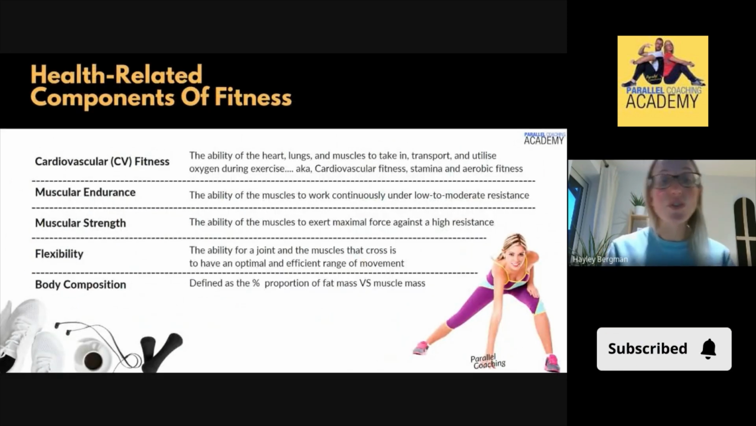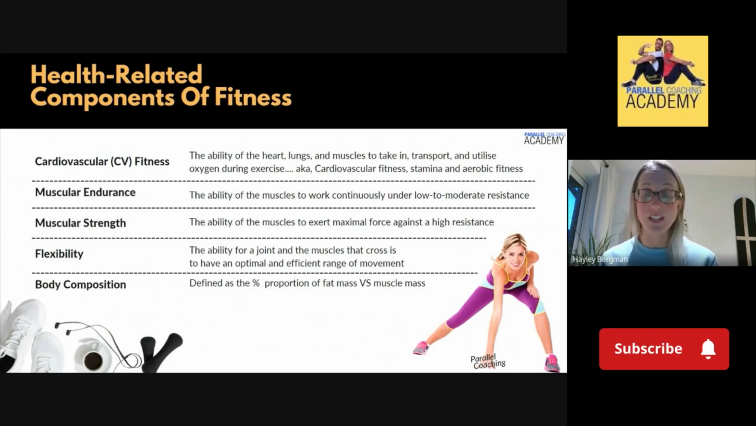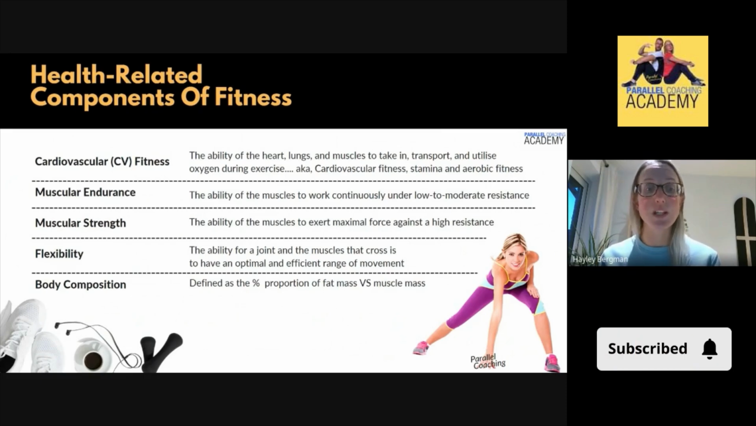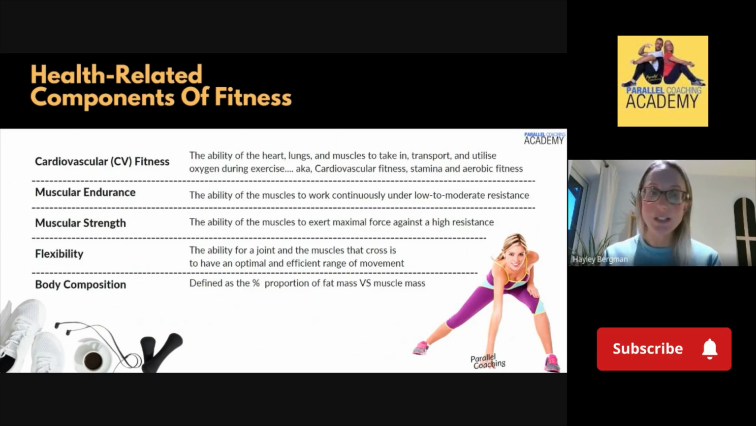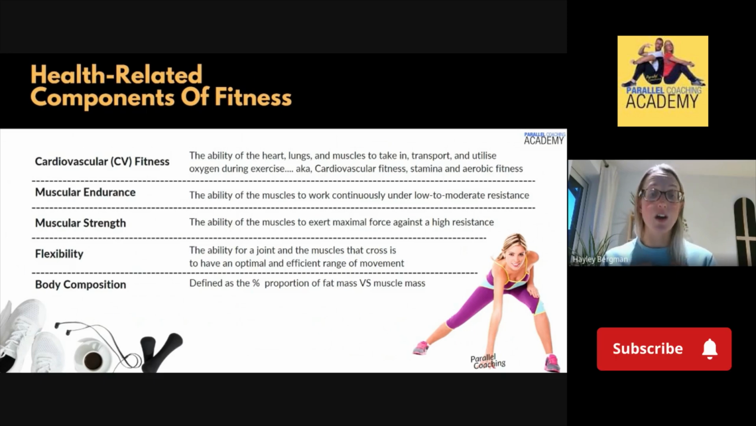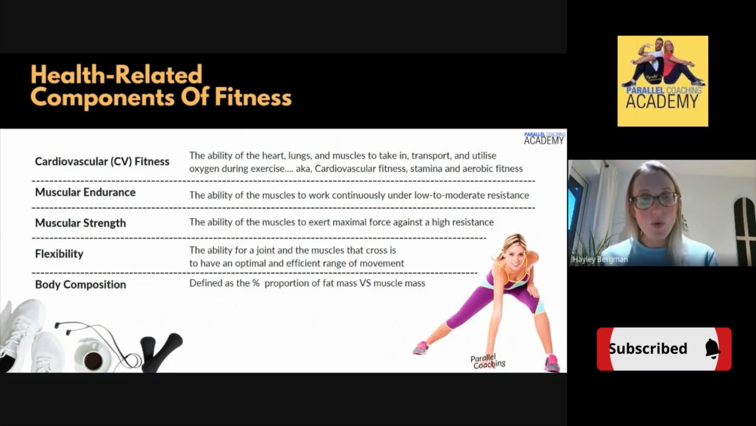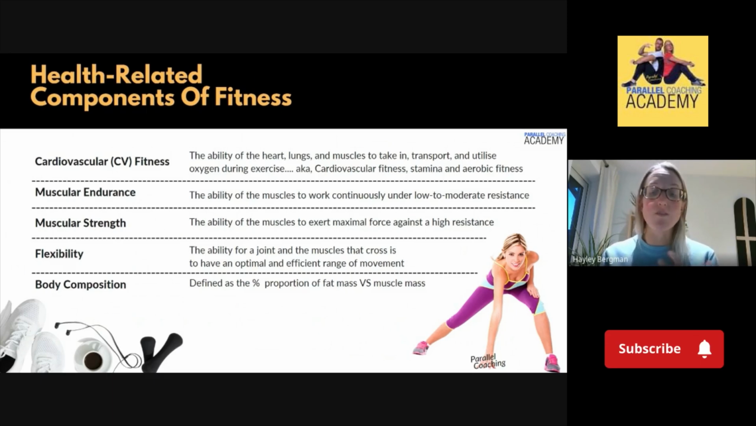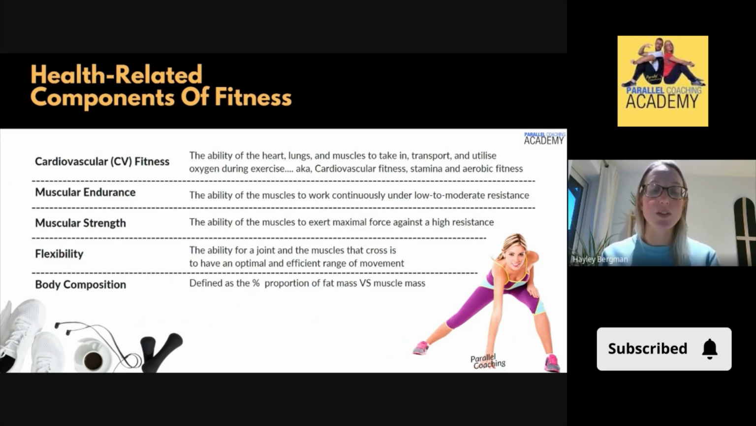So let's explore the health-related components of fitness. This is the first bit we need to explore, and there are 5 different components of fitness that you need to know about. First is cardiovascular fitness. Now, this is sometimes known as CV fitness, and it's the ability for the heart and the lungs and the muscles to take in, transport, and utilize oxygen and then kick it back out, basically. And it's our volume of oxygen, so our VO2 max is how it's expressed in terms of cardiovascular fitness.